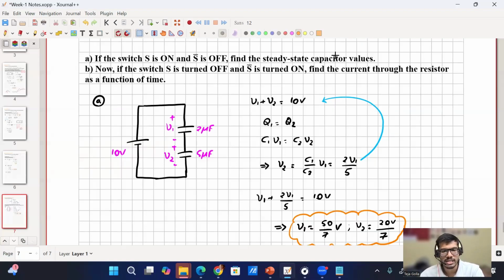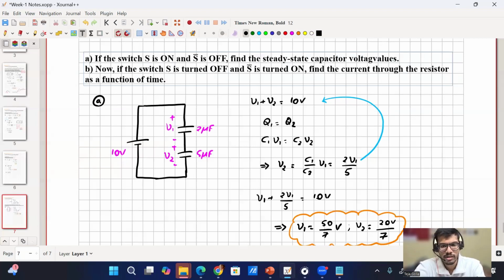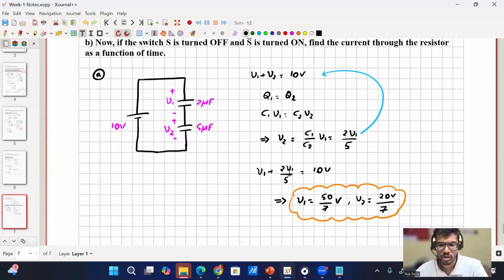At steady state, the charge should be equal. Only then does it reach steady state, else there will still be charge redistribution. So equal charge means Q1 equals Q2, which means C1 V1 equals C2 V2, one equation, and one from the KVL, which is V1 plus V2 equals 10 volt. If you solve these two equations, you will get the steady state V1, V2 values. So is the first part clear for everyone?